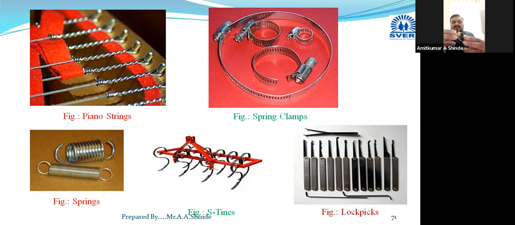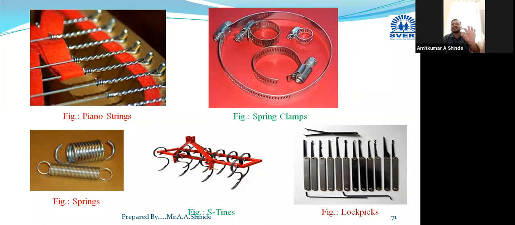Whenever we are fixing the pipes or wires, there we are attaching it, where we are joining the pipes. This is the clamp for tightening the pipe. Is it clearly visible? I think it will be visible for you. Okay, this is the spring clamp.